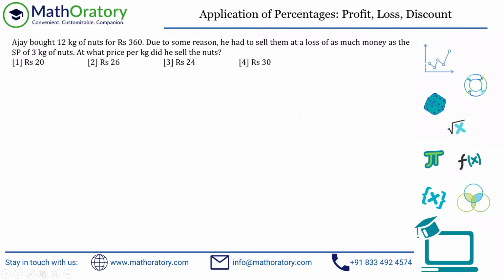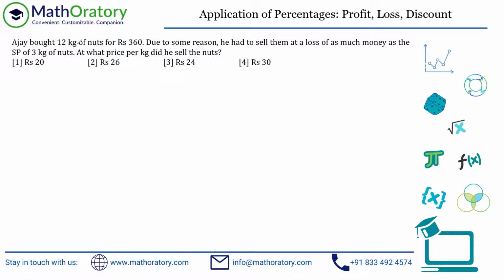All right. So the question says Ajay bought 12 kg of nuts for rupees 360. Great. Now, due to some reason, he had to sell them at a loss of as much money as the SP of 3 kg of nuts. Okay. So this is a very important statement. These kinds of statements appear in a lot of different questions. So just read it properly.